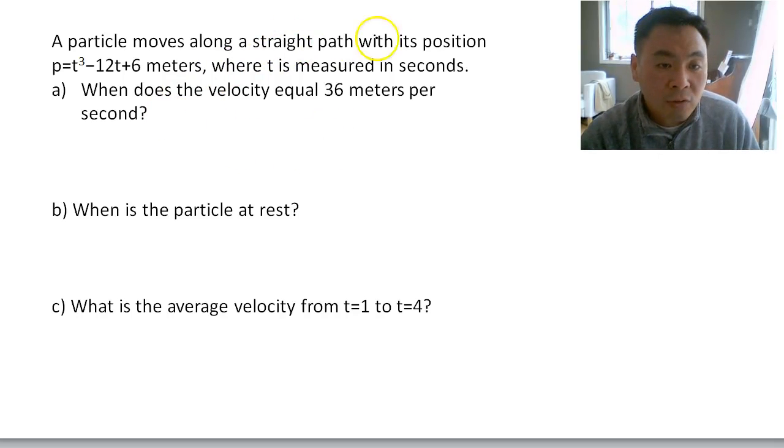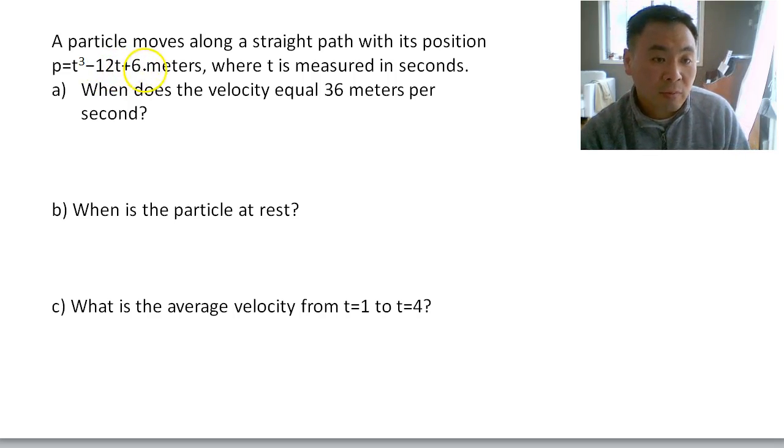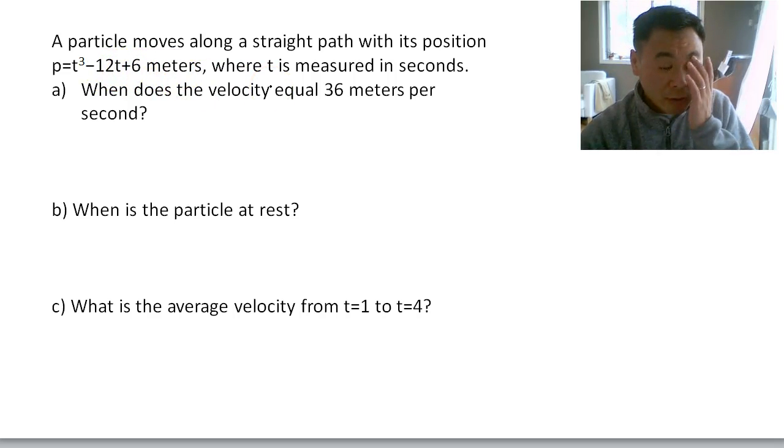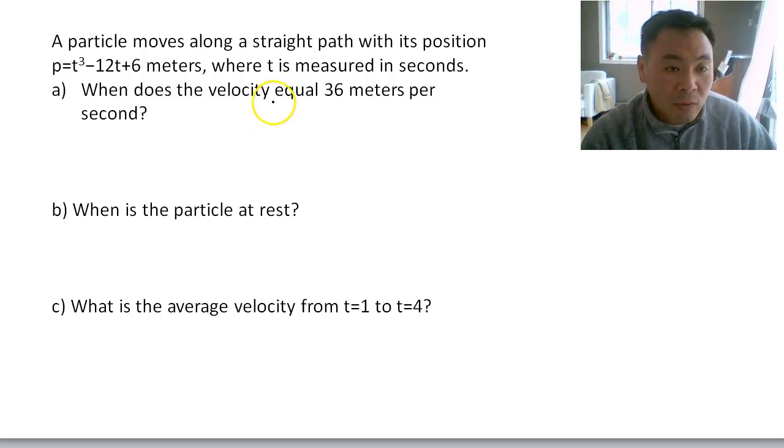A particle moves along a straight path with its position p equals t cubed minus 12t plus 6 meters, where t is measured in seconds. When does the velocity equal 36 meters per second? Okay, what is the velocity?